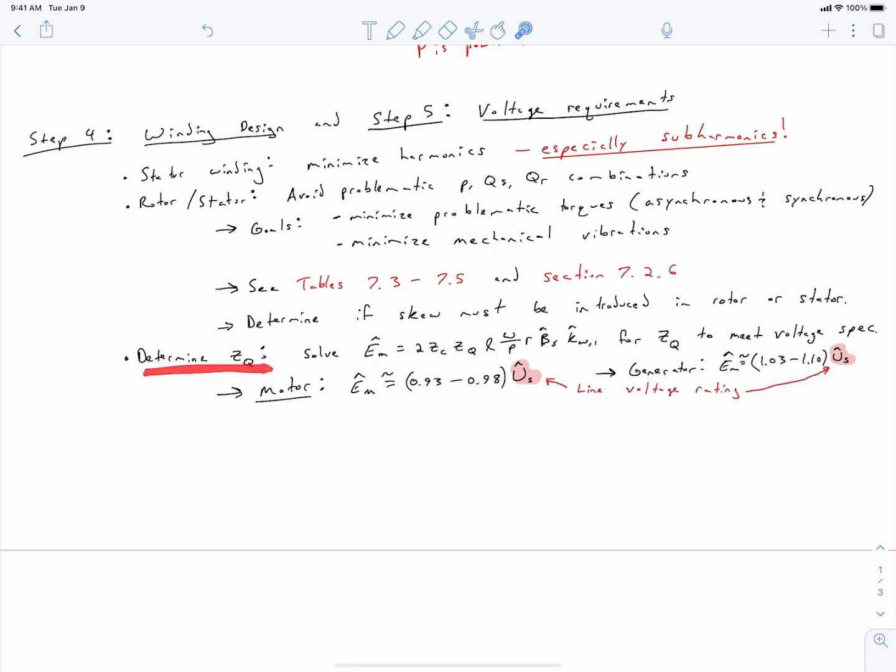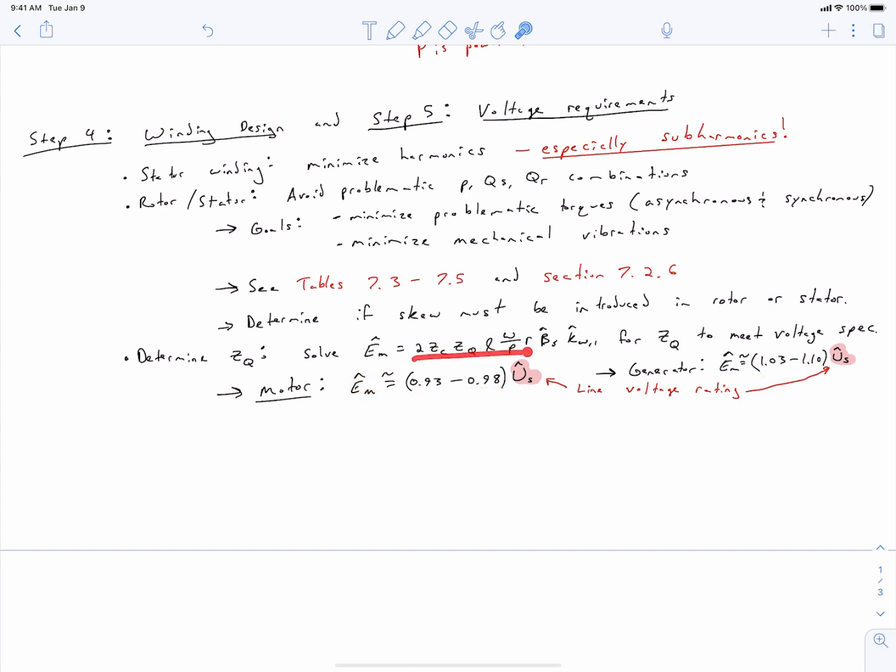Next, determine the number of series turns within a stator coil in order to meet the voltage specification that was determined in step 1. So this means that you have a certain desired line voltage rating. Maybe this is a 480 volt line-to-line machine, or maybe it's a 208 volt machine. So whatever that value is, you load that over here, and you want your back EMF to be approximately equal to that, but slightly less if this is for motor operation, or slightly more if this is for generator operation.